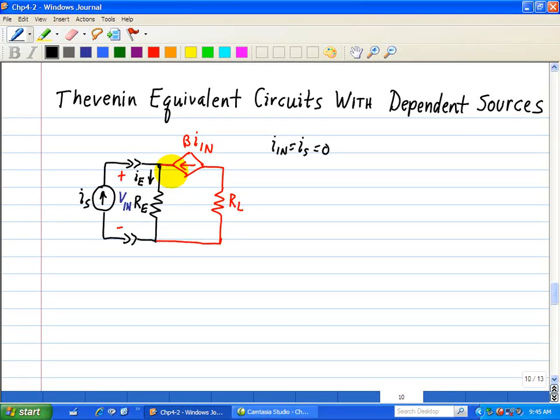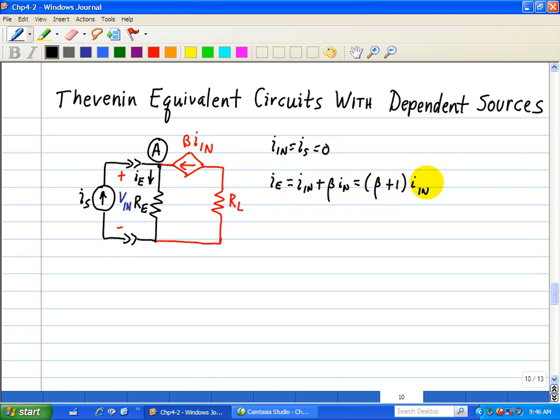Now let's apply KCL, and we'll label this node A, where the input source is turned on. This yields that I_E, the outgoing current, is equal to the incoming current, which is basically I_N plus beta I_N, and then factoring out I_N yields (beta plus 1) I_N.